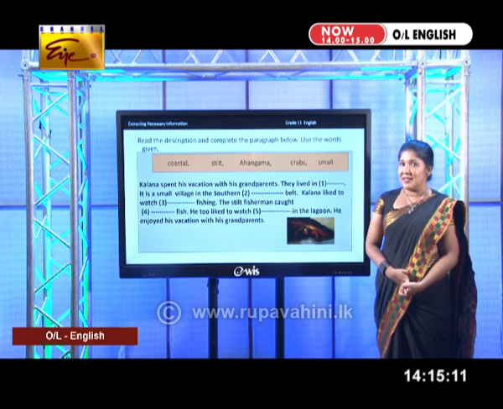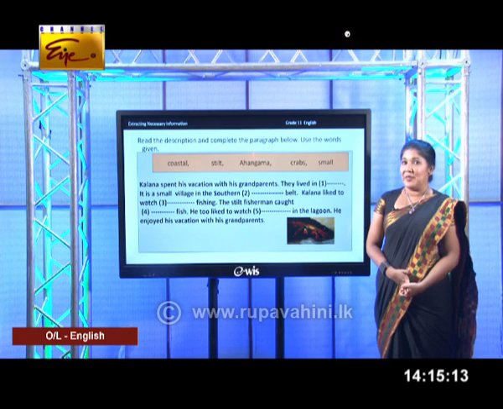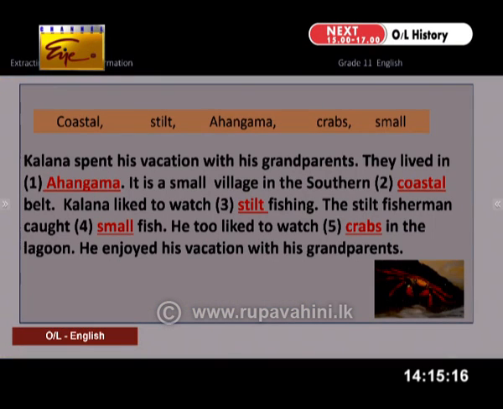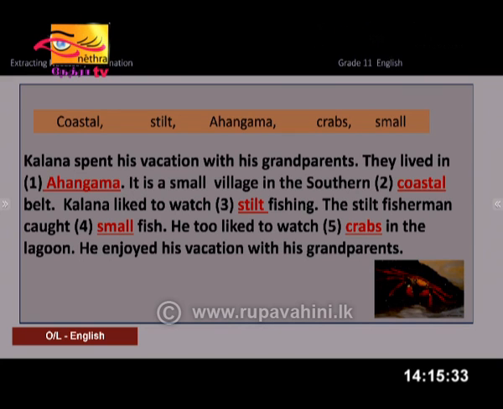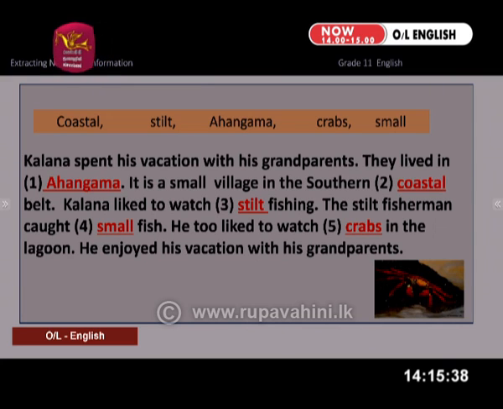My dear students, you had enough time to guess the answer, and let's see now. I could see you all smiling because you got all correct. The first answer is Ahangama. And then second, coastal. The third one is tilt. And then you have small fish and then crabs.